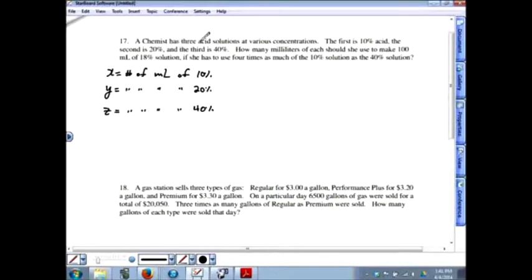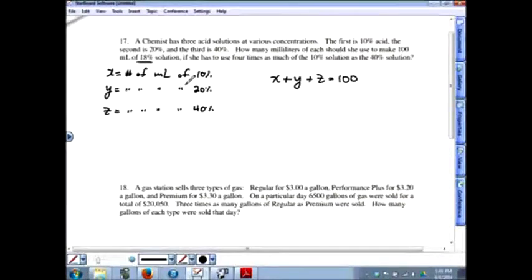Now we have to start gleaning out some information here. How many milliliters of each type should she use to make 100 milliliters total? So this chemist wants to have 100 milliliters, which is comprised of a combination of x, y, and z. So we know that x plus y plus z has to equal 100 milliliters. So there's a first equation. Now it says here that the 100 milliliters has to be 18% concentrated.